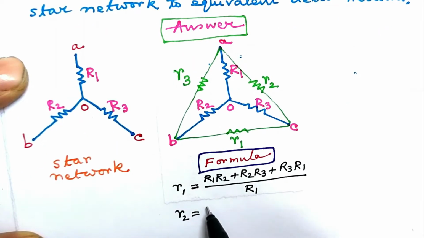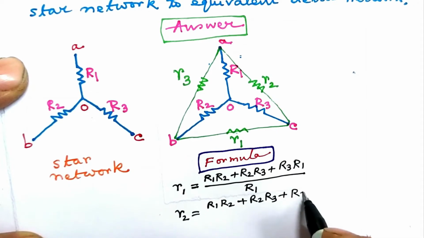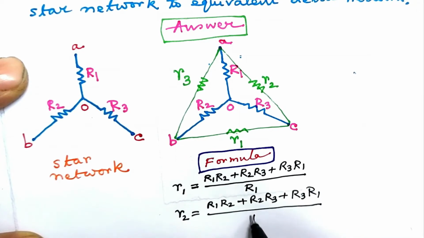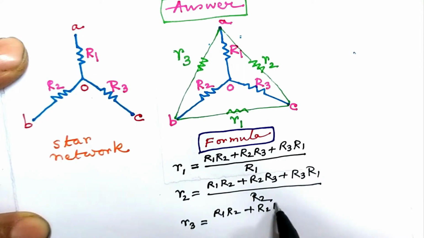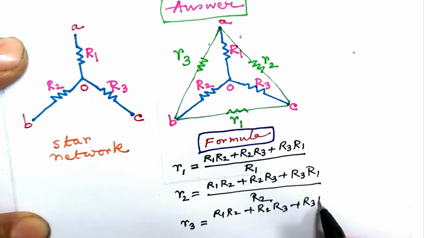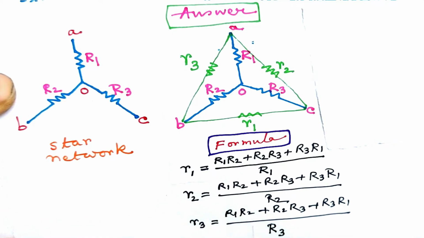Small r2 equal to sum of pairwise product of star network resistances, that is pairwise product of the capital R's divided by capital R2. It lies opposite to small r2. Small r3 is sum of pairwise products of star network resistances, that is pairwise product of the capital R's divided by capital R3, which lies opposite to small r3. Any delta resistance is equal to sum of pairwise products of star resistances divided by that star resistance which lies opposite to it. This can be proved.